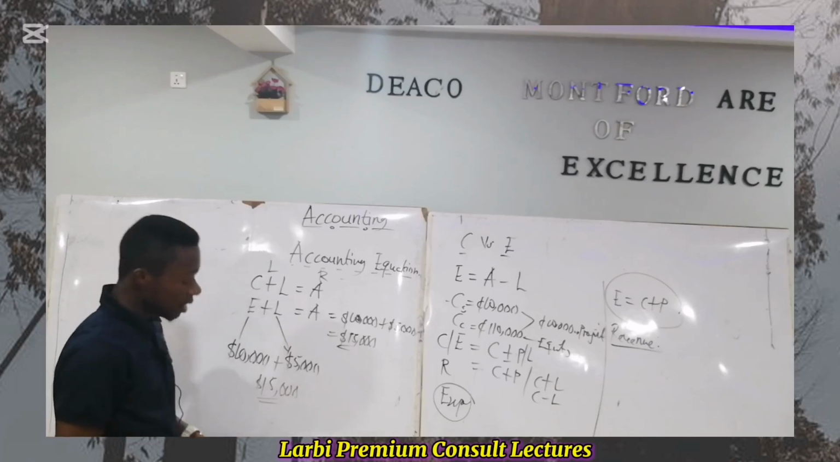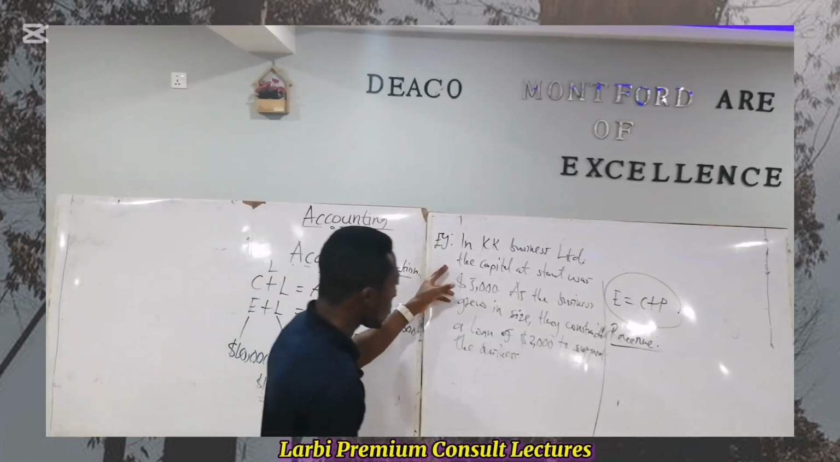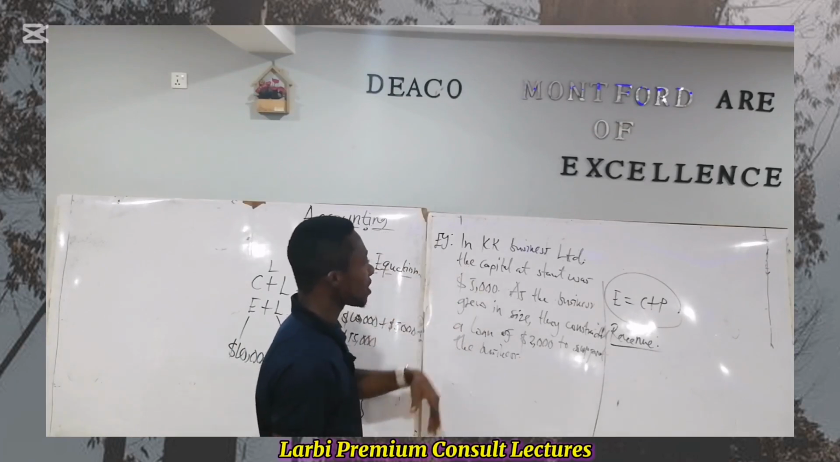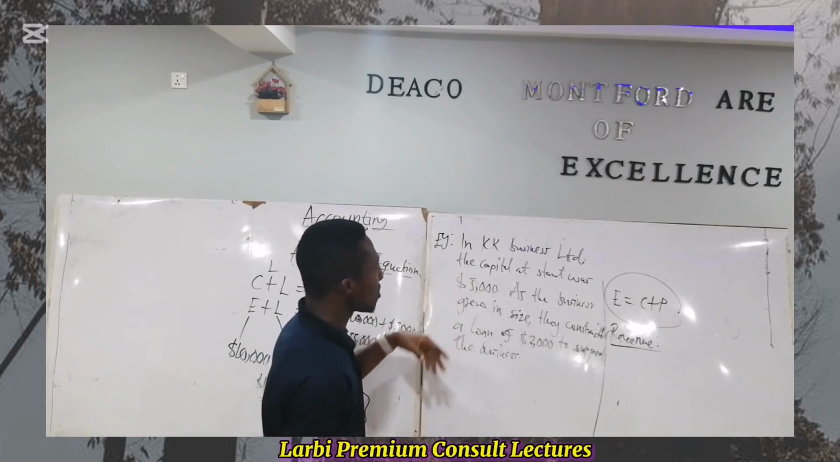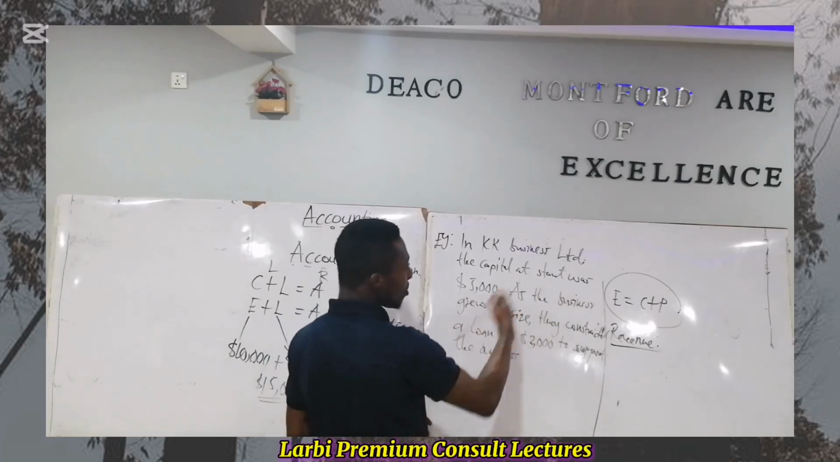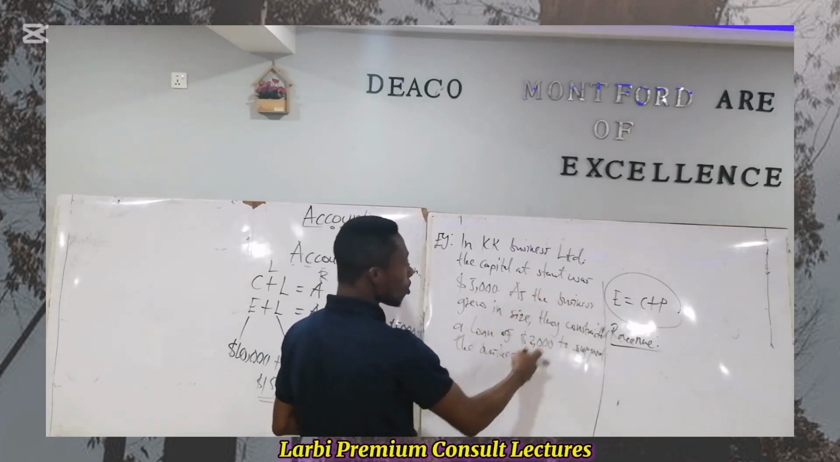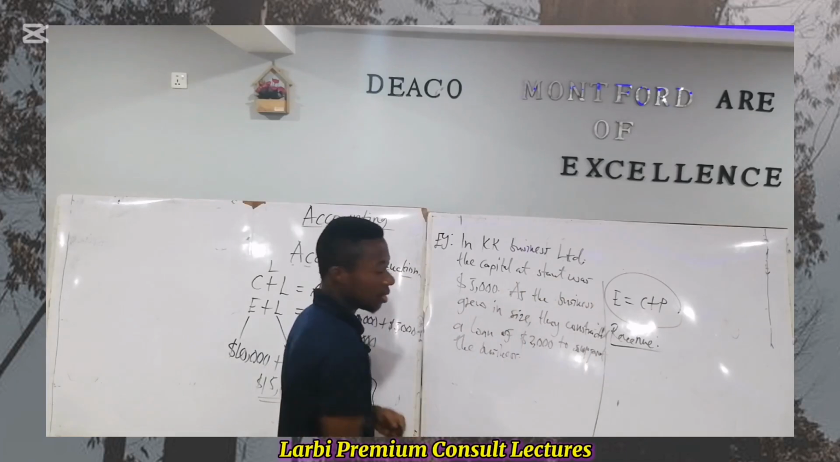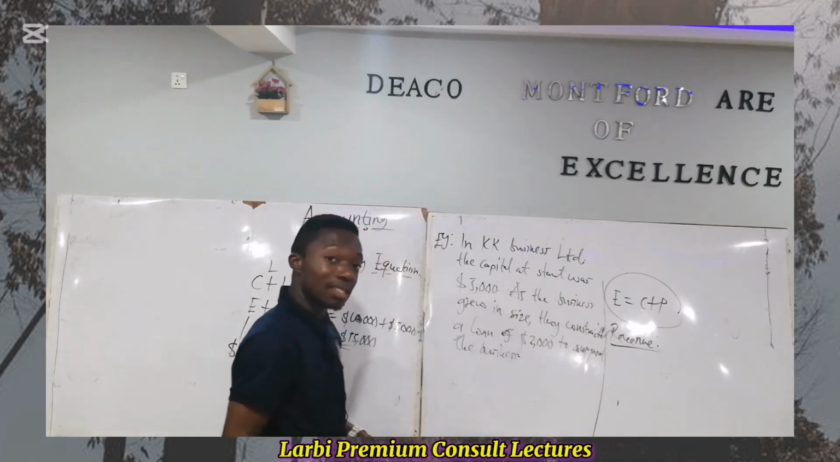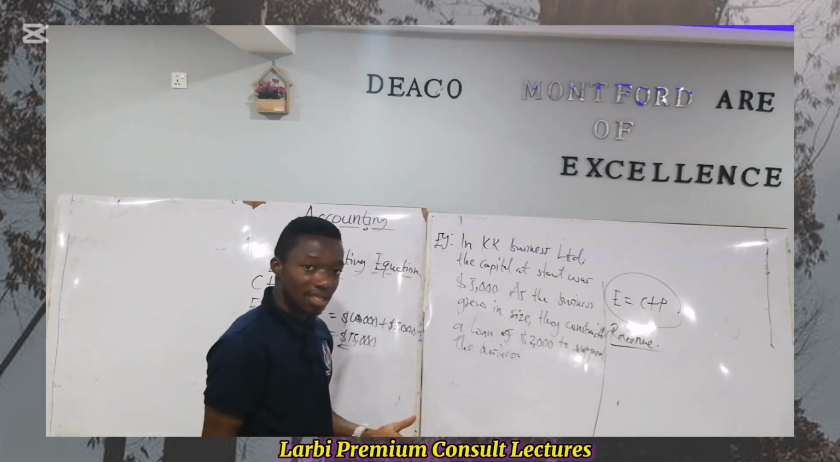So I can give you an example. Now back to our example that we have here. In KK Business Limited, the capital at start was 5,000. As the business grew in size, they contracted a loan of 2,000 to support the business. Now the question is, what is the total assets of the business? What is the total assets of the business?